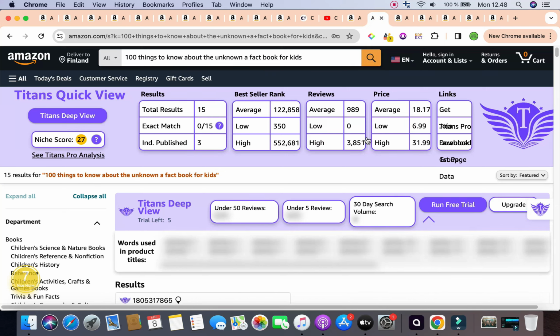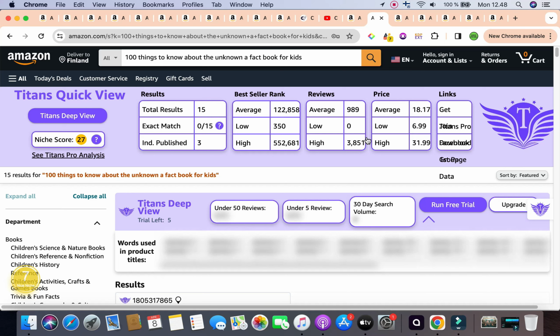And the second keyword is 100 things to know about the unknown, a fact book for kids. Beautiful long tail keyword that has everything that we need to know to get started. What type of book are we creating? We're creating a fact book. Who are our audience? They're going to be kids. What is the interior of the book going to be about? It's going to be covering 100 things to know about the unknown.